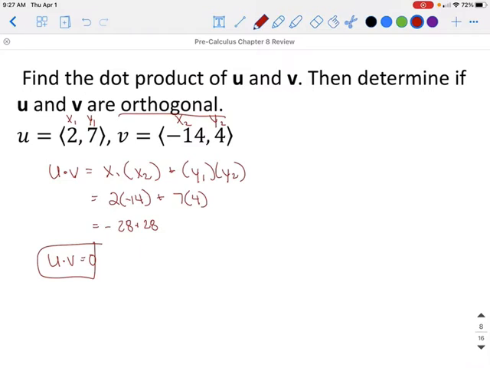Next, you need to determine if it's orthogonal. Remember, the two vectors are going to be orthogonal if they equal 0. So if it doesn't equal 0 on your test, make sure you write not orthogonal, so I know you're answering that question. But if it does equal 0, you will tell me it is orthogonal.